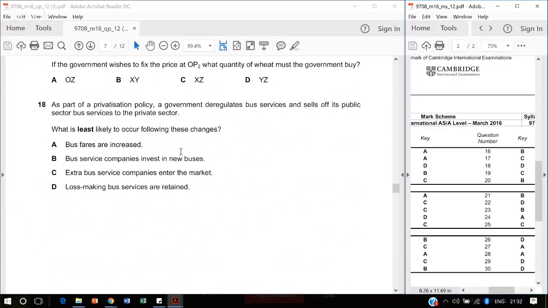Loss-making bus services are retained. Now, this is unlikely to happen because whereas government will be happy to fund loss-making services because they may be of societal benefit, the private sector will not because there's a profit incentive, so they're not going to be retained. 18D.